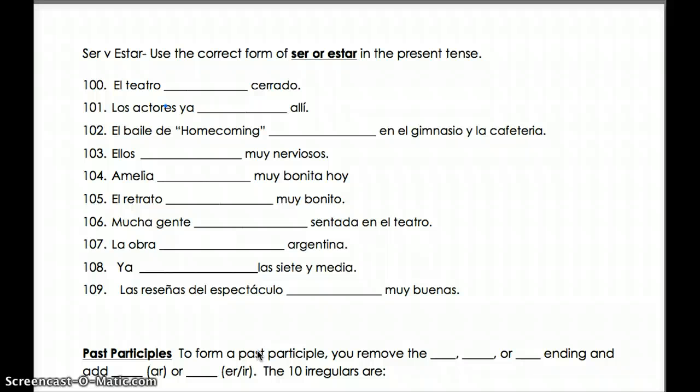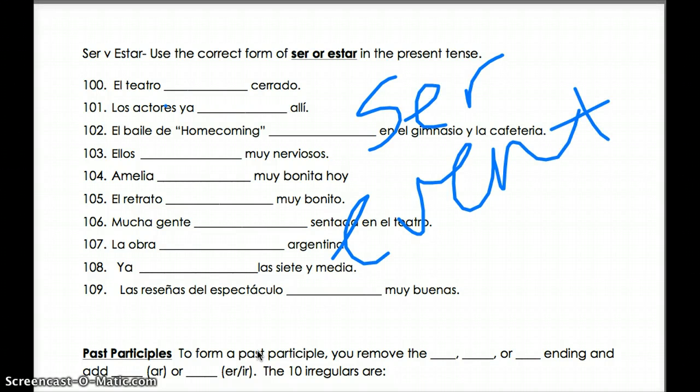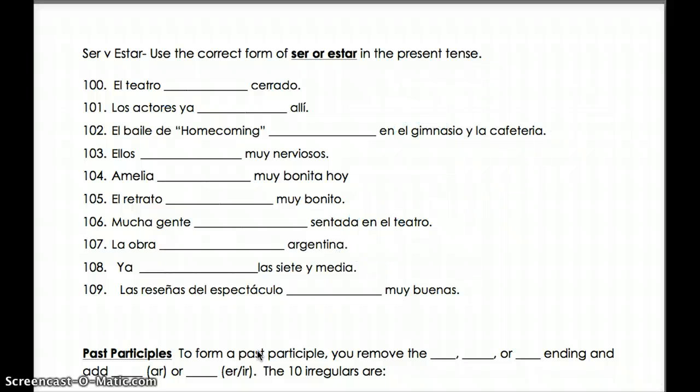Ser and estar. Don't forget the regular rules of ser and estar; I'm not going to review them. You can check them out in your notes. But the newer stuff that you need to know is that ser goes with an event, okay? And the difference between ser and estar for an adjective means basically you are always this way or you are particularly this way today. So if I'm going to say you look cute today, I'm going to use estar because it's a temporary condition. And you're going to see a word like hoy that will indicate that it's a temporary thing.